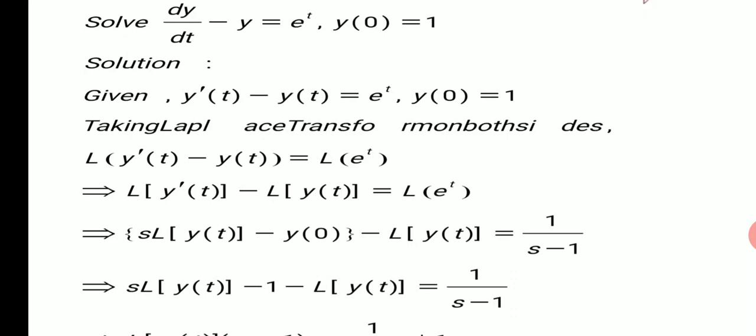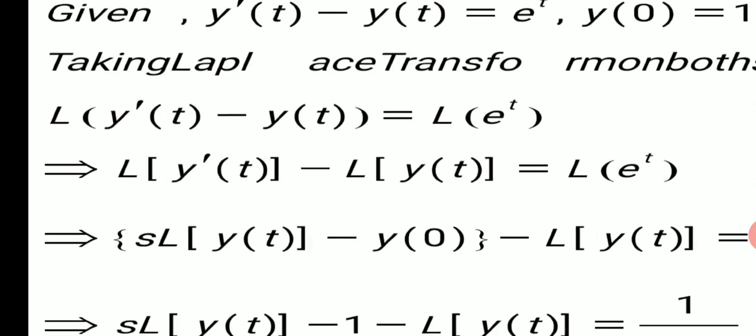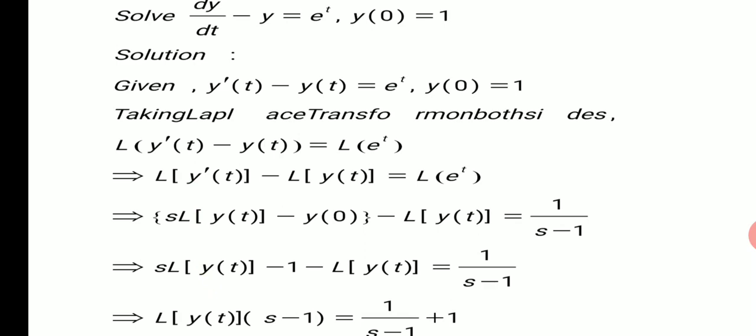Already we know the derivative formula of the Laplace transformation, and using that formula, L of y'(t) equals s times L of y(t) minus y(0). Minus L of y(t), as in our problem, equals L of e^t. Already we know that L of e^(at) equals 1 divided by s minus a. Here L of e^t gives 1 divided by s minus 1.